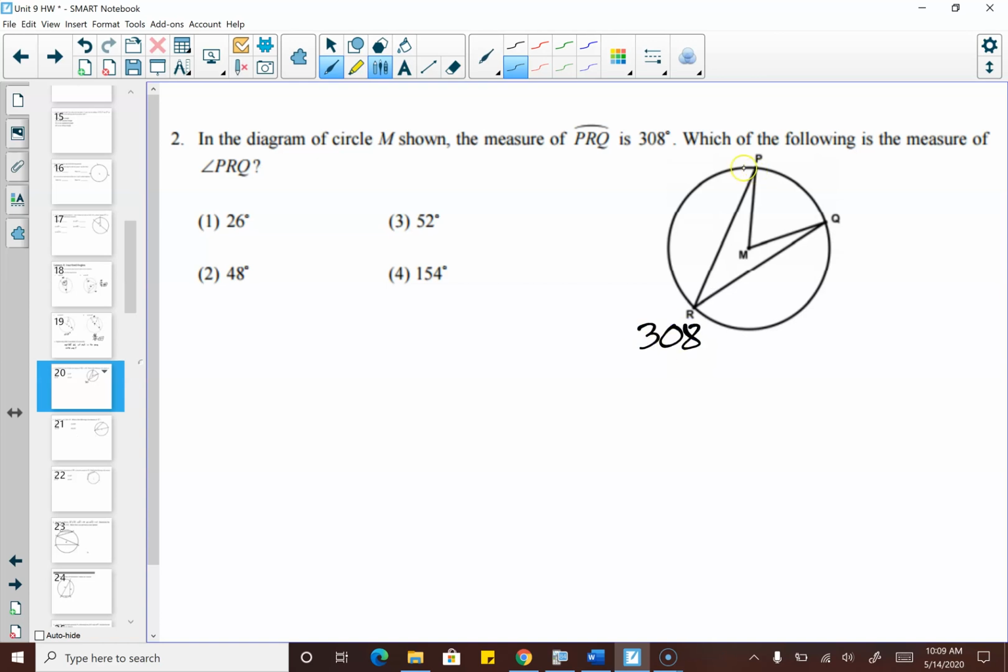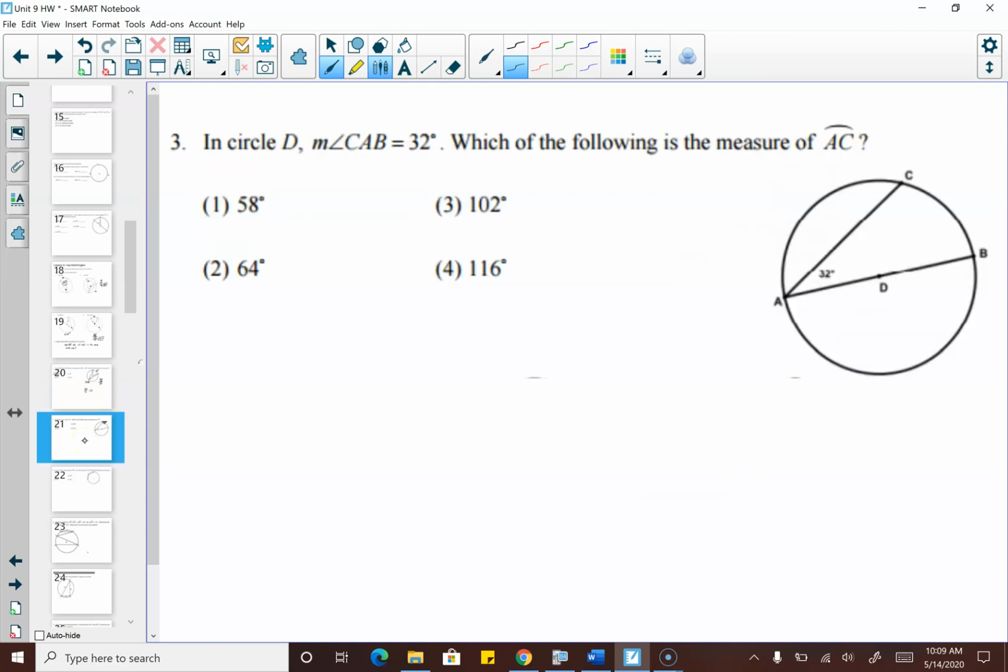Okay? So in the diagram of circle M shown, the measure of arc PRQ is 308. So that's the one all the way around the back. Which of the following is the measure of angle PRQ? So we know circles have 360 degrees. So 360 minus 308 is going to give us 52. So 52 degrees is going to be arc PQ. Since it's inscribed to that, we cut it in half. And 52 divided by 2 gives us 26.